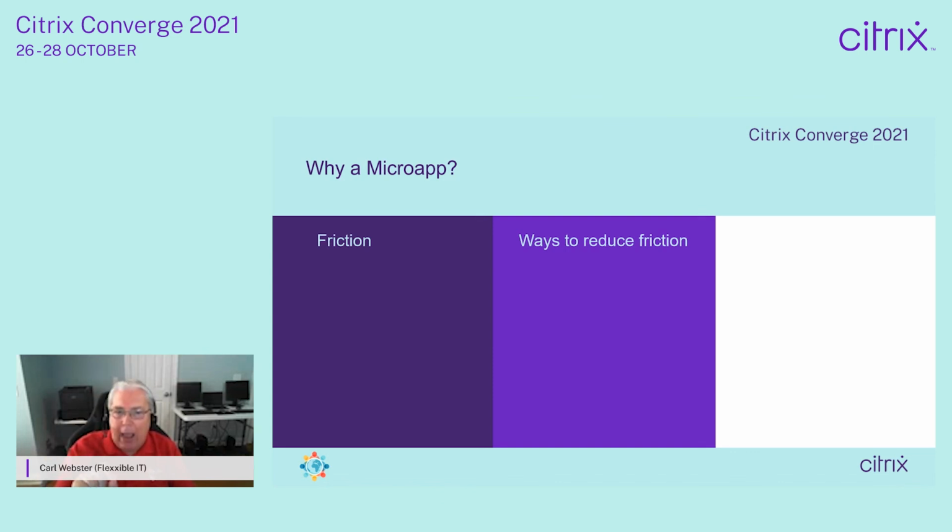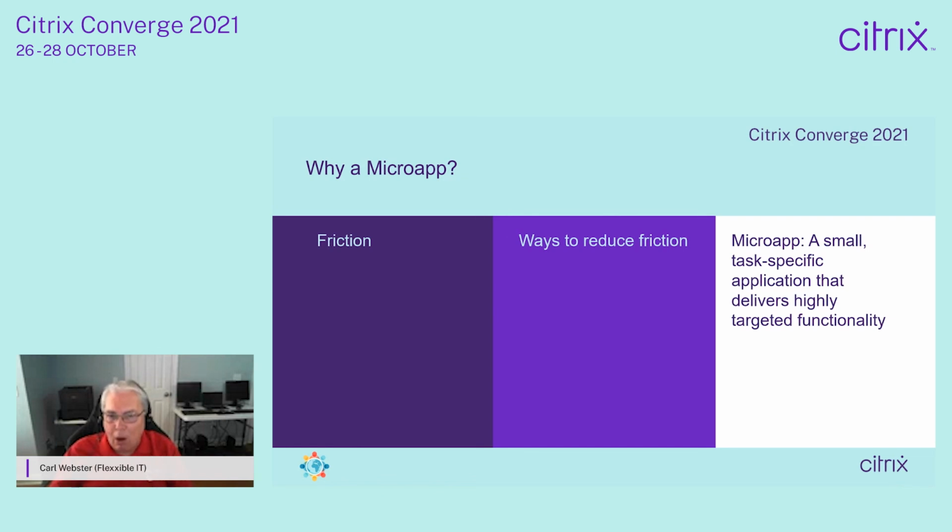So having a micro app that I could have clicked on to just say enter my time, and boom, it pops up and says, hey, here's today's day, enter your hours, boom, save, I'm done. That would have saved me so much time and so much frustration. And so remember the purpose of a micro app. It's a small, task specific application that delivers highly targeted functionality. Click a micro app, enter your time. Click a micro app, enter your expenses. Click a micro app, request PTO, or click Flexxible IT's digital well-being micro app and check on the status of your digital well-being.